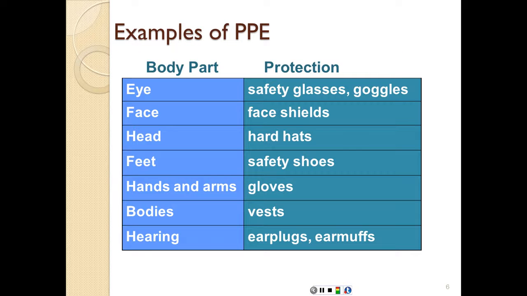Some examples of PPE, personal protective equipment, for the different body parts. For example, for the eyes, we're going to have the safety glasses, the goggles, and the welder's mask. For the face, we're going to have the face shield. For the head, we're going to have the hard hats. For feet, we're going to have safety shoes or steel toe shoes. For the hands and arms, we might have different kinds of gloves depending on the operation, as we're going to see in a few minutes. For bodies, we're going to have vests. And for hearing, we're going to have either earplugs or ear muffs depending on the sound intensity.